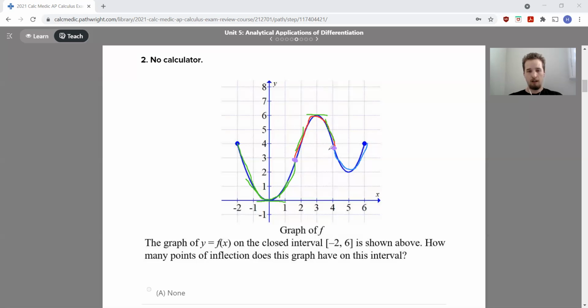So it changes concavity. And same thing down here, it changes back to concave up. So it's always above the tangent line. So there's 2 points of concavity change, and we can't determine that it changes at either of these endpoints here. So we get these 2 purple points here, and that's the answer.